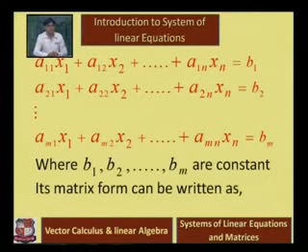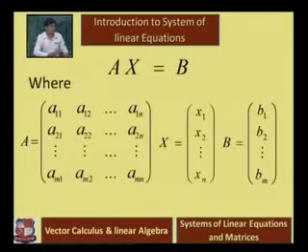So its matrix form can be written as Ax equals b. What is A? A is the matrix a11, a12, a1n, a21, a22, a2n up to am1, am2, amn. This is the matrix with m rows and n columns. And x is the column matrix with entries x1, x2 up to xn, and b is the constant matrix with b1, b2 up to bm.